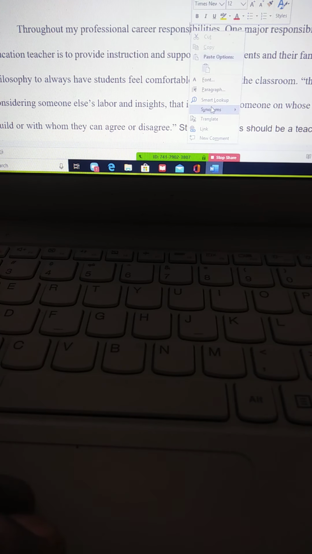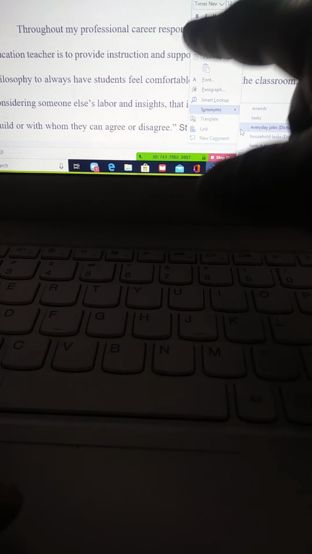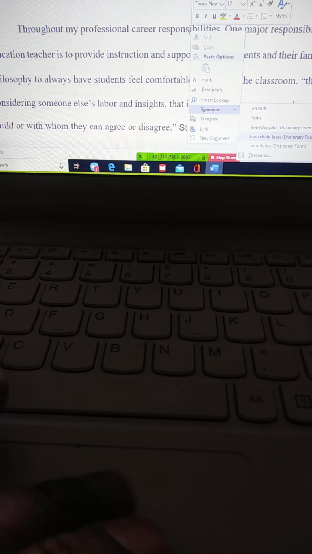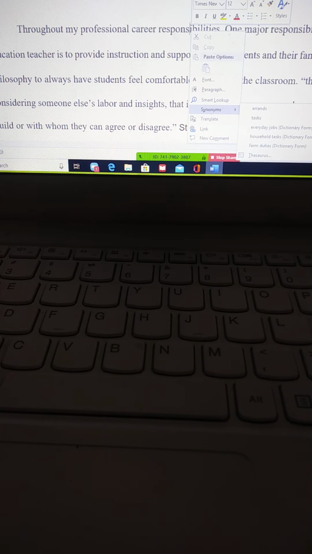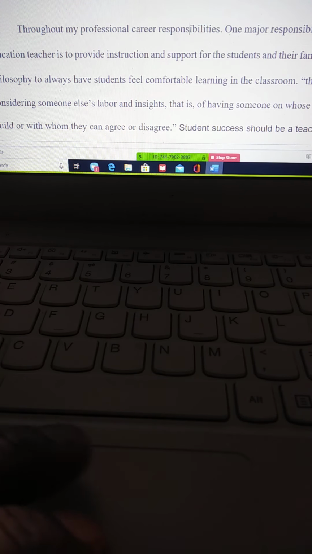I brought up and scrolled down to synonyms, and you can see responsibilities, errands, tasks. Because you have responsibilities right there, they're too close. You don't really want to use the same word that soon in a sentence. Everyday jobs, household tasks, farm duties. I don't think tasks may be the closest, but I'm not sure. One major task for a special. Actually, that might work. So tasks, so we can replace career.